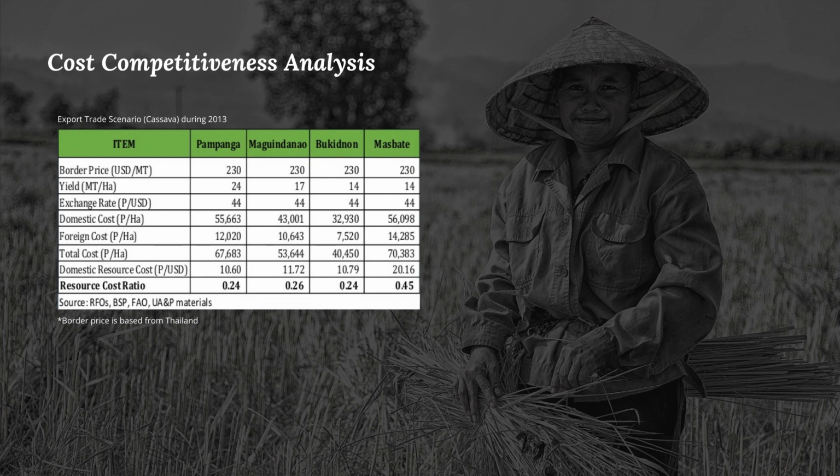So the Philippine cassava was generally cost competitive for export. The reason for this is the export competitiveness was due to low cost of production and high yield in the different top producing provinces. The border price used is based from Thailand, which is the top exporter of the cassava in Asia.